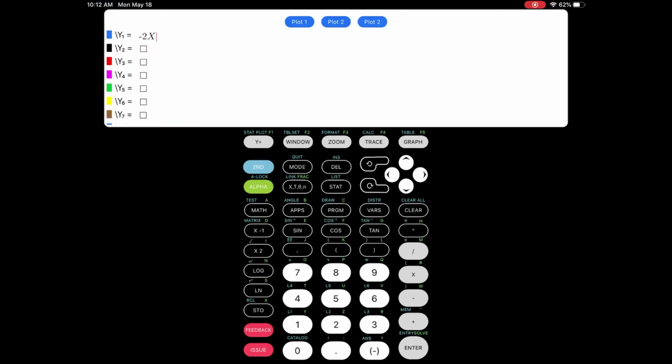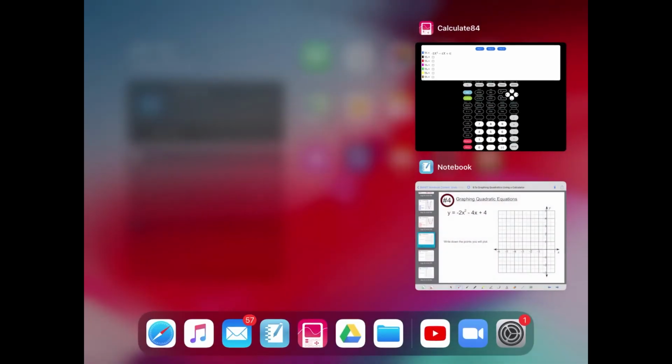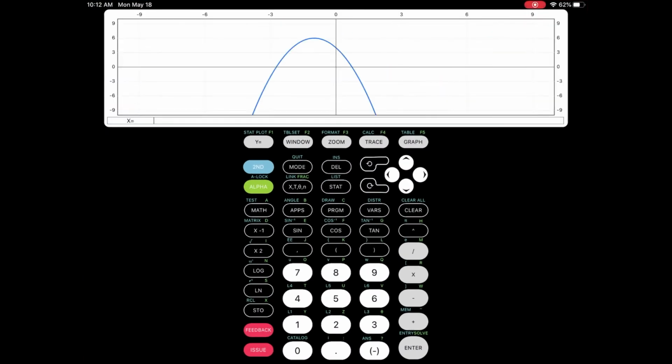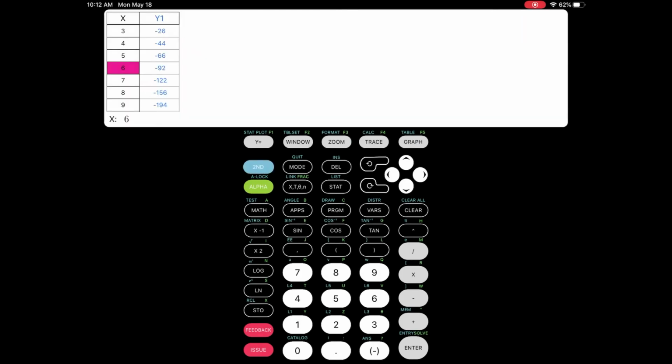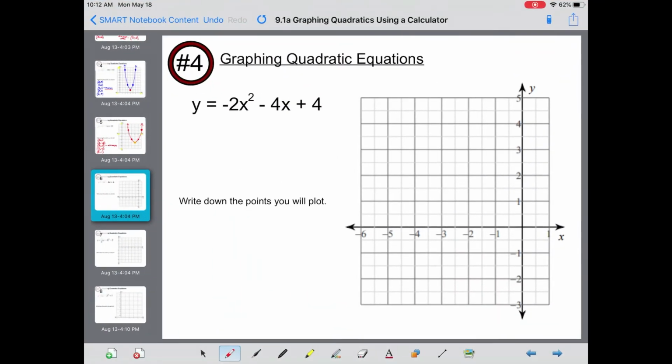-2x squared minus 4x plus 4. Clear this out. -2x squared minus 4x plus 4. Yep. There's our graph. Now take a look. This one's a negative. Makes that frown parabola that we were discussing earlier. Second table, and let's see what we can fit.